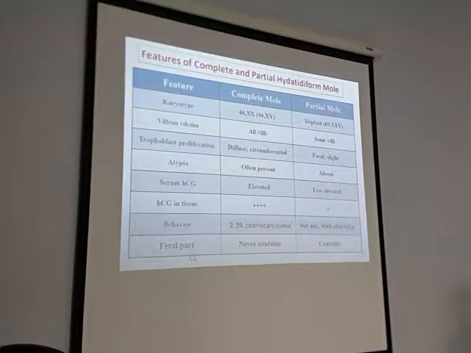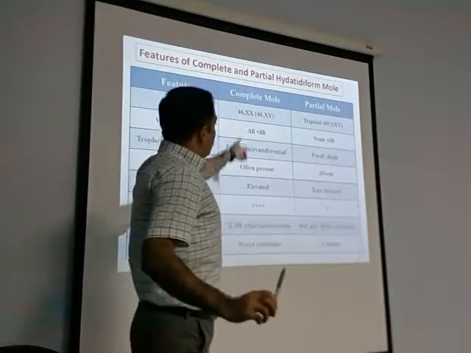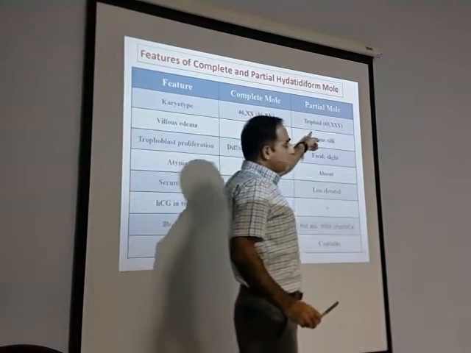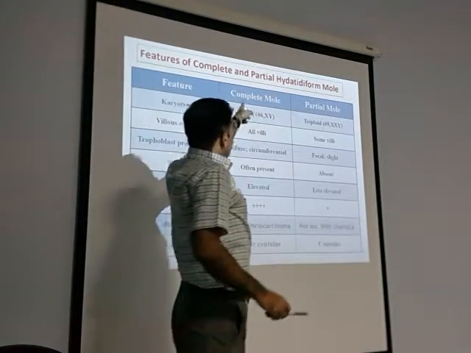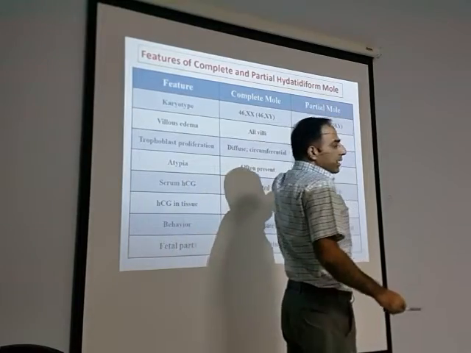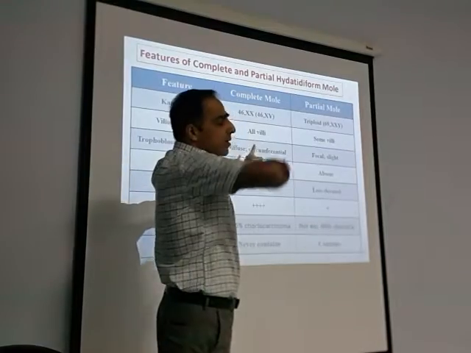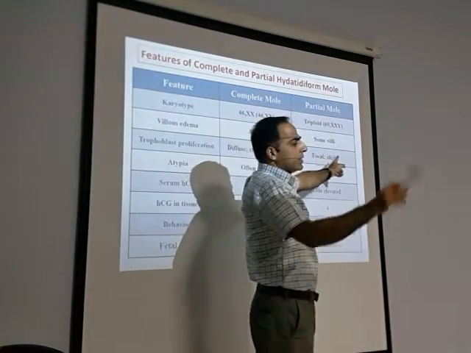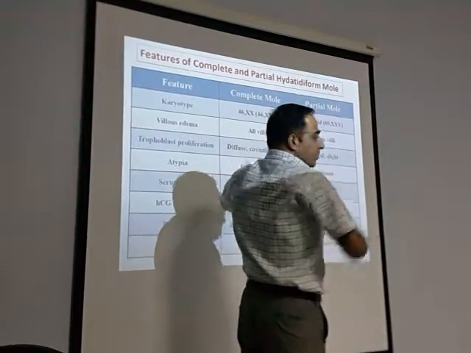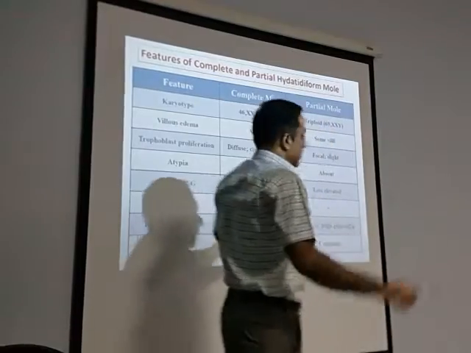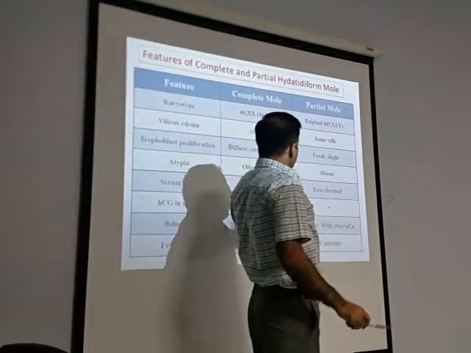So, complete and partial mole. What is the karyotype now? Diploid, 46 XX or XY. Villus edema: in complete, all the villi are affected; in partial, some villi will be affected. Trophoblastic proliferation is diffuse or circumferential in complete, affecting all the villi; here it is focal or slight. From the name you can take it. Atypia will be present in complete and absent in partial, because partial is not leading to cancers.